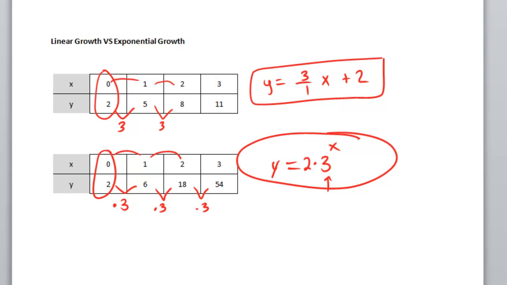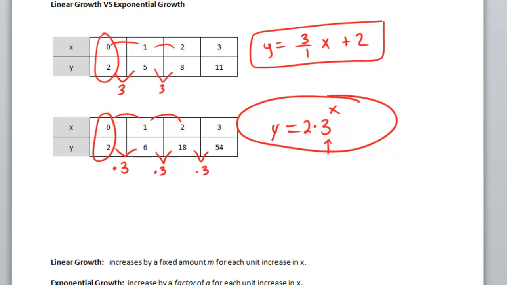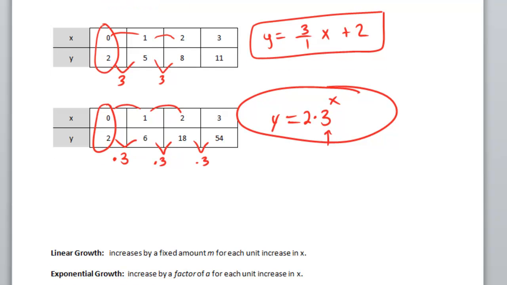So to review quickly, if you're given something like that, this is the information you need. Linear growth goes up by a fixed amount, m, they call it, for slope, for each unit increase in x. So for each 1 it goes up, your y's go up by a fixed amount. Exponential growth increases by a factor, a, a multiplier, for each unit in x. So you want to look from one unit to the next at what factor it goes up by. And that's the difference between exponential and linear functions.